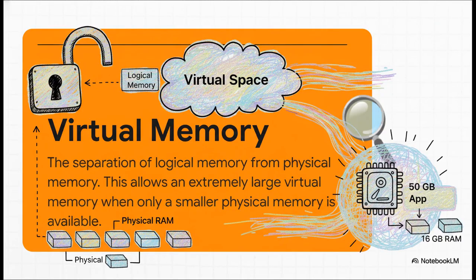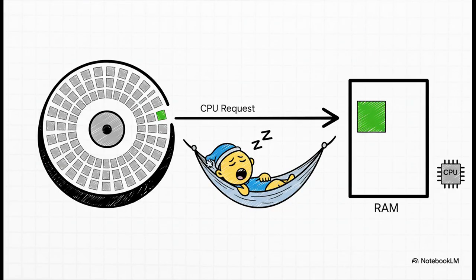And that simple separation is what makes one of the most mind-blowing concepts in all of computing possible: virtual memory. It's the ultimate illusion. It creates this fantasy for each program that it has access to a gigantic, practically infinite amount of memory. This is literally how you can run a massive video game that's way bigger than the amount of RAM you have installed. So how does it pull off this magic trick? With a really clever strategy called demand paging.